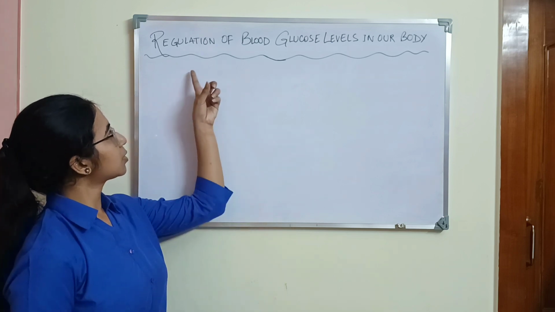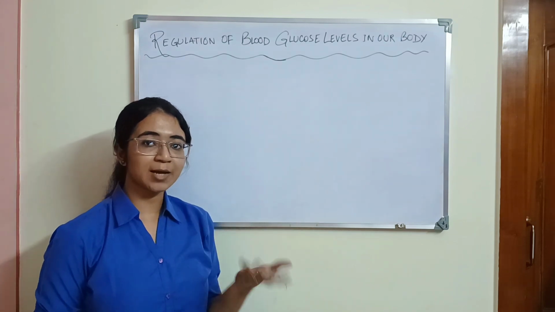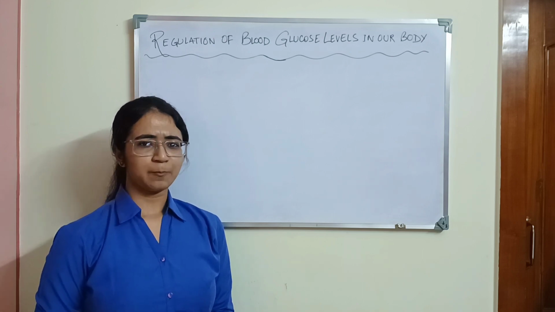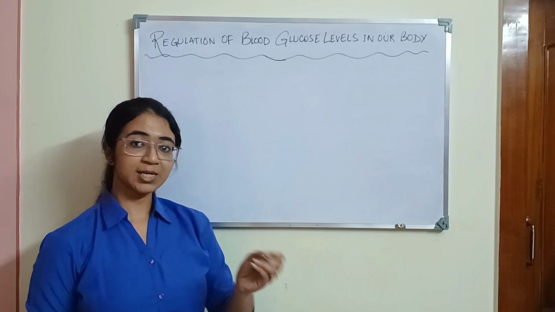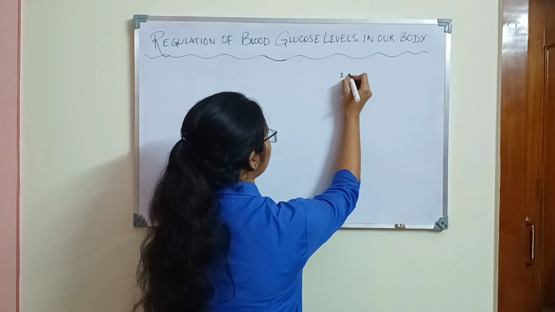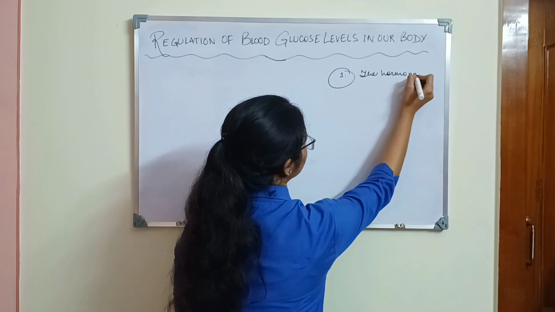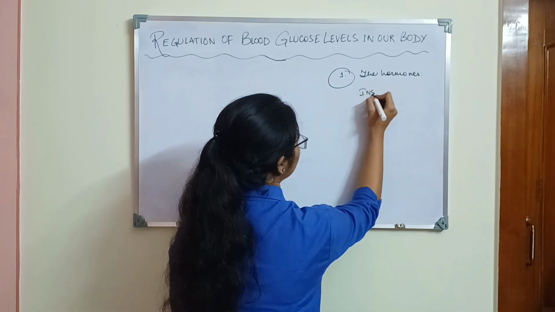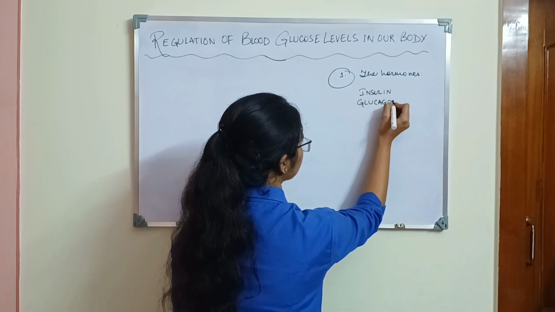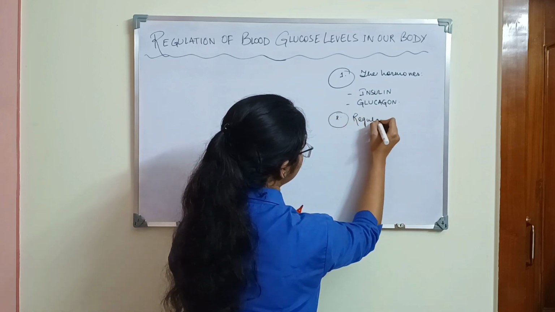So, the topic that you can see today, regulation of blood glucose levels in our body, sounds really complex. What it is actually, we must all love something named chocolate, right? What exactly happens to that chocolate when it gets inside our body is basically what this topic is about. Let's find out. So, we learned about the hormones insulin and glucagon, and we'll learn about the regulation or the mechanism.